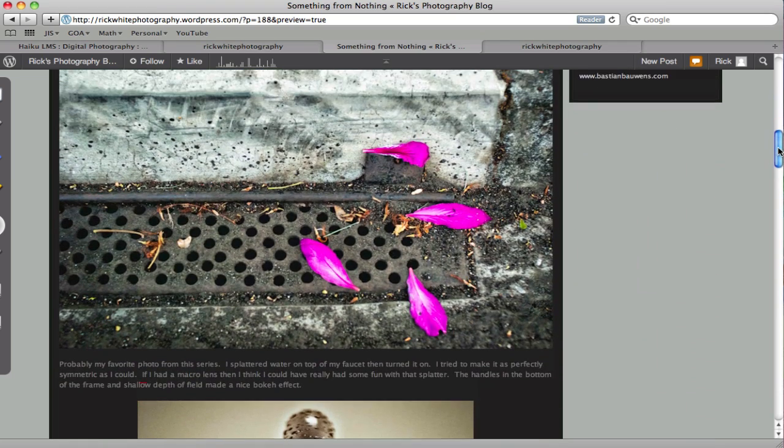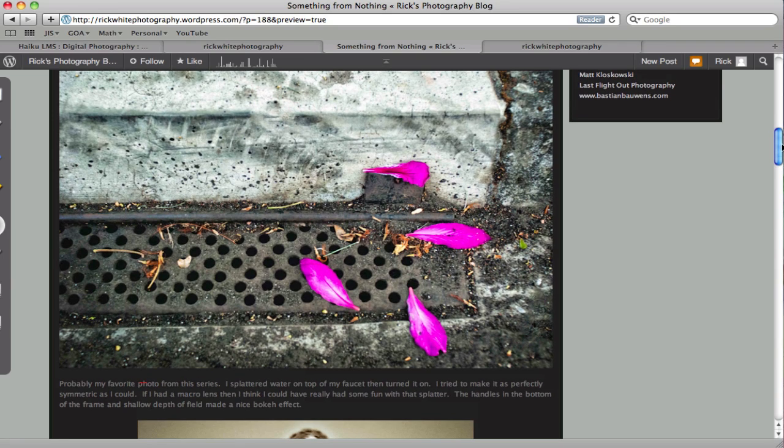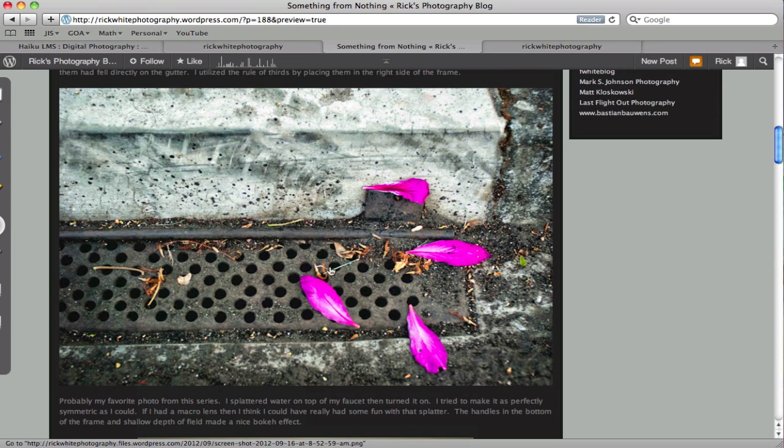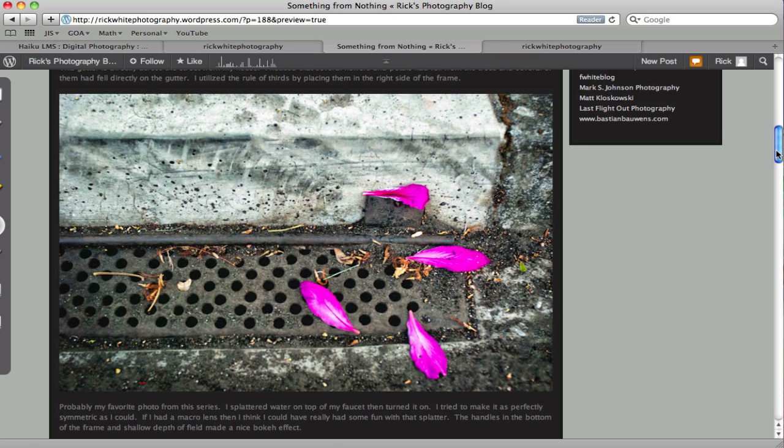Next one was some flower petals that I just saw on a grill or grate, sewer grate, and I used the rule of thirds again here to frame it a little bit better, but you can see it's really gritty here. It's obviously scooter tire tracks, but some flowers had fallen from the night before, and I thought that was nice.